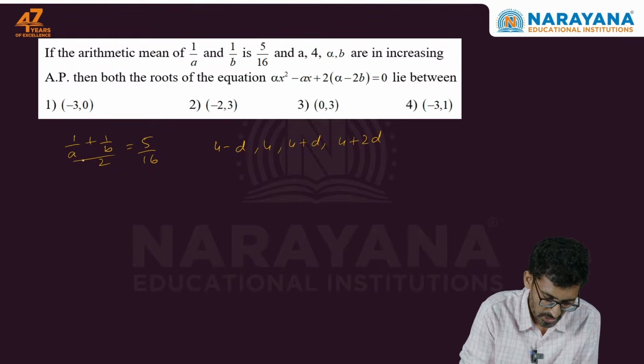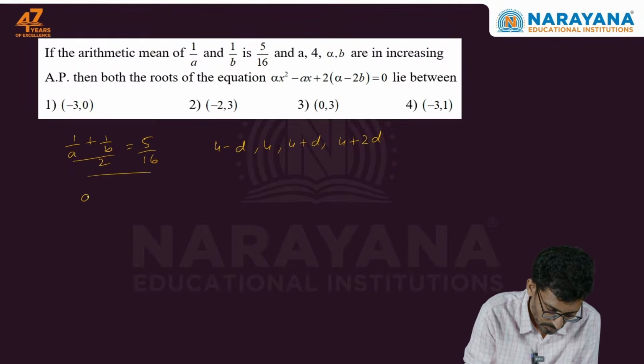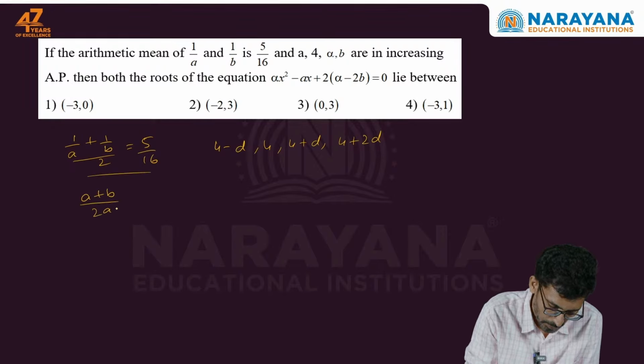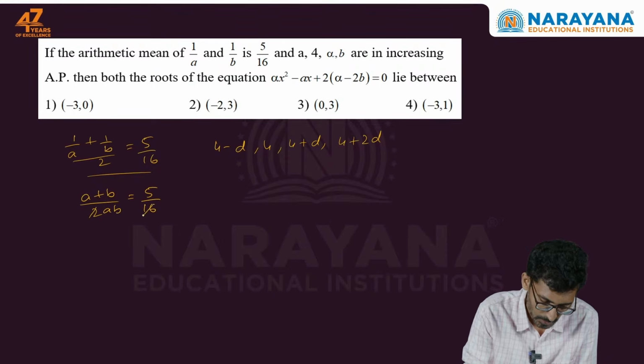So (1 by A plus 1 by B) by 2 is equal to 5 by 16. This I will simplify. (A plus B) by 2AB is equal to 5 by 16.